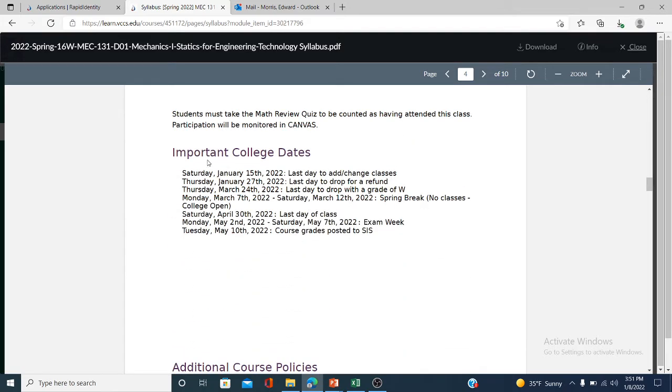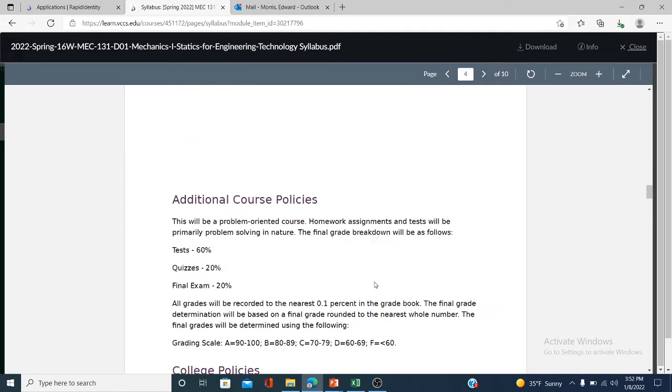Okay. Here are some important college dates. I will go over these with you. The last day to add or change a class is January 15th. Last day to drop for a full refund is January 27th. And the last day to drop with a grade of W is March 24th. Okay. Spring break occurs from March the 7th till March the 12th this year. And also April the 30th is the last day of class. Okay. And then exams will be from May the 2nd until May the 7th. And then the grades have to be submitted in SIS by May the 10th.